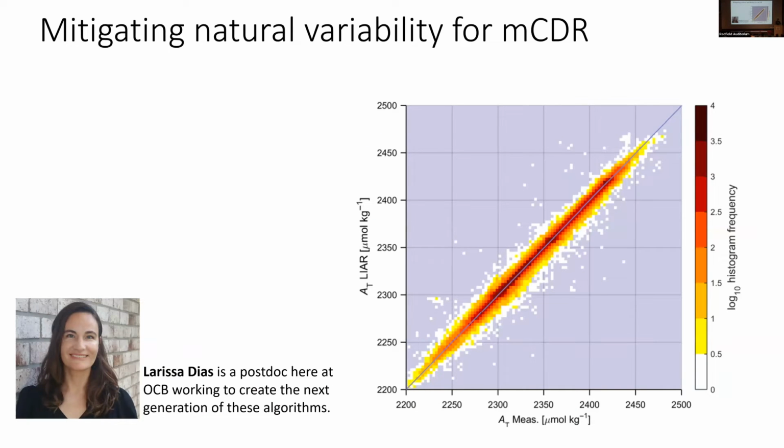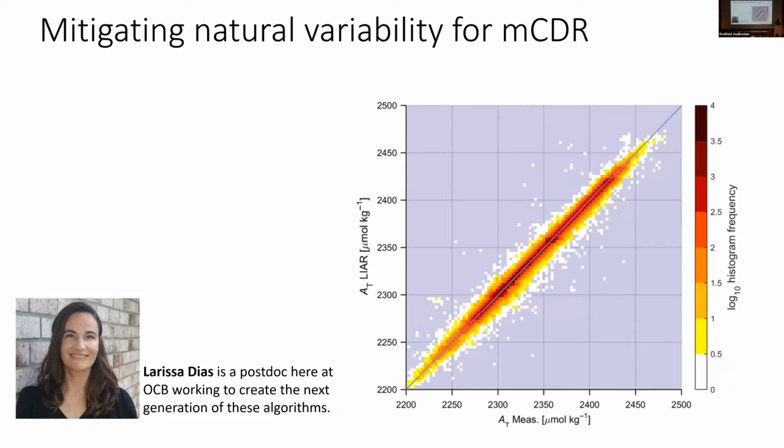Once again, there are ways of dealing with MCDR, and this is kind of a shameless plug for some of the research that we're doing in our team. This is an algorithm estimate of alkalinity. There are algorithms that you can use to estimate just about anything in the global ocean now. The x-axis is measured alkalinity. This is the GLODAP data product. The y-axis is estimated alkalinity using these algorithms.